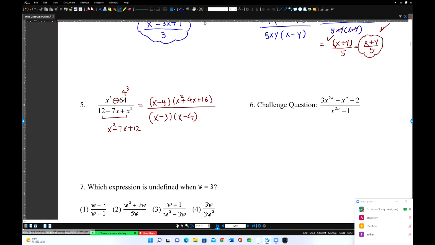Check where the common factors are. x minus 4 and x minus 4 are common, yes, so out. Can this be factored anymore? No, this is our final. When you factor a sum or difference of cubes, the second parenthesis is always final. Don't try to factor it.